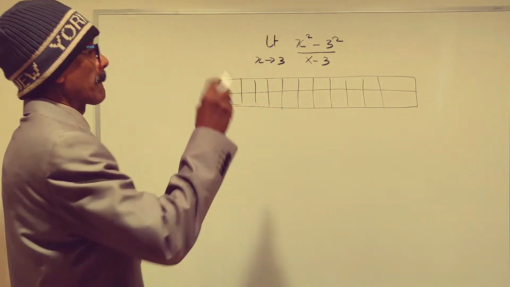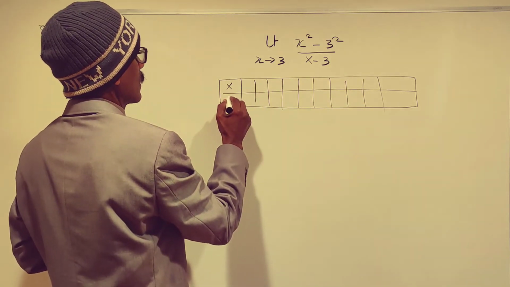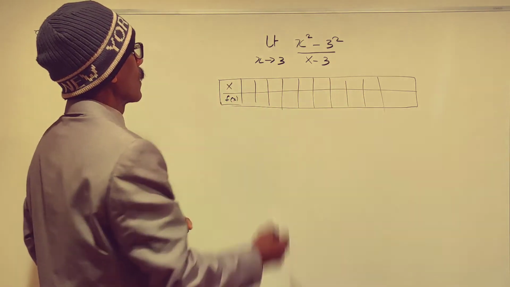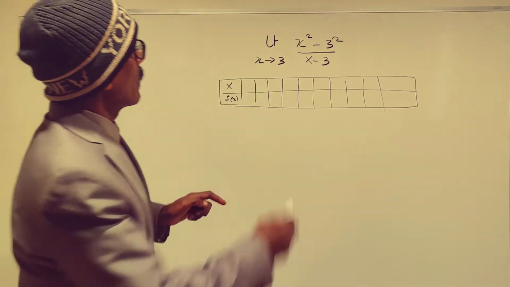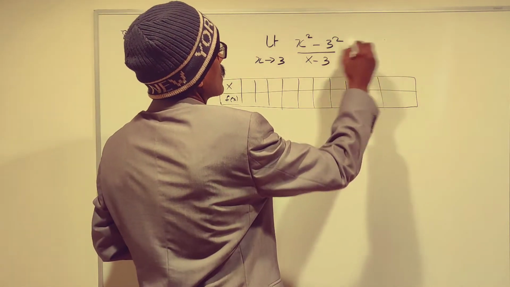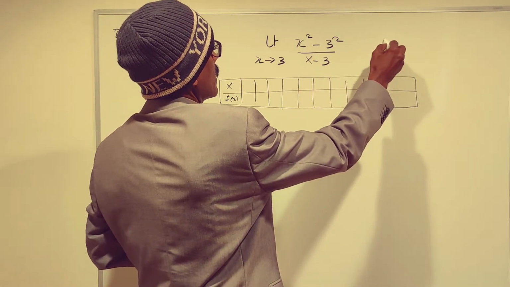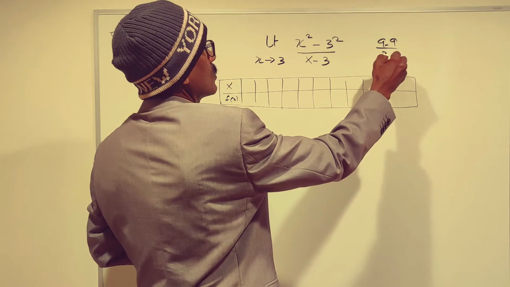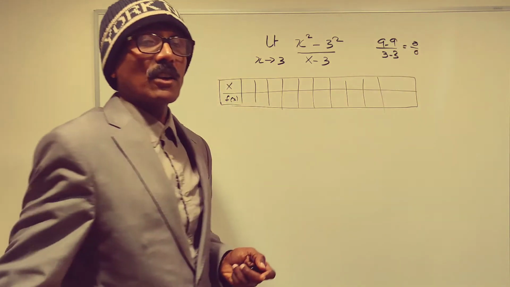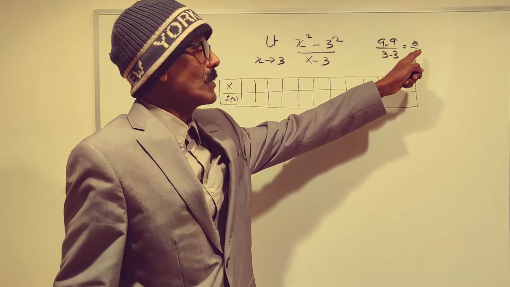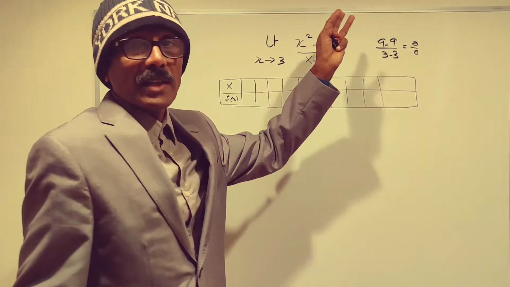x values here in the first row, f(x) values on the second row. x tends to 3. When x is equal to 3, what is that? 3 square 9 minus 9 by 3 minus 3, that is 0 by 0 form. So we cannot determine this value. So we need to find the limits.